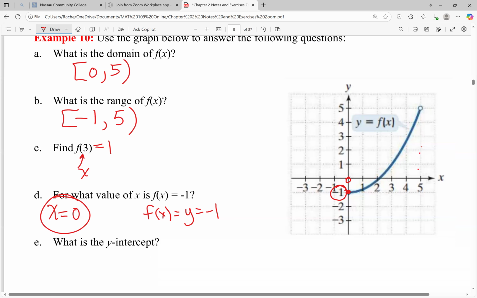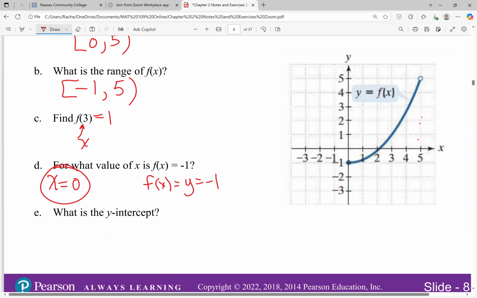And then the last part of this is what's the y-intercept? So where does this graph cross the y-axis? That's right here where I'm circling in red. And that's the point 0, -1. So that would be my y-intercept.